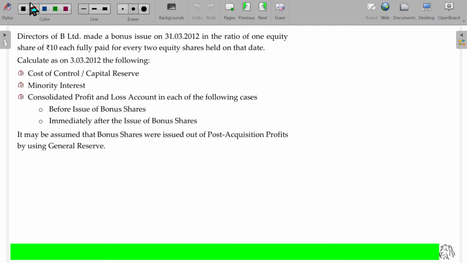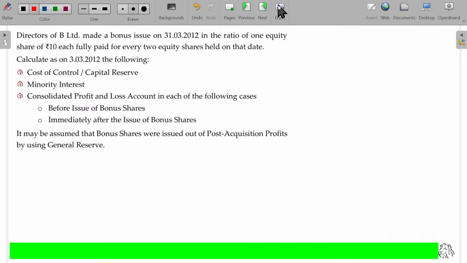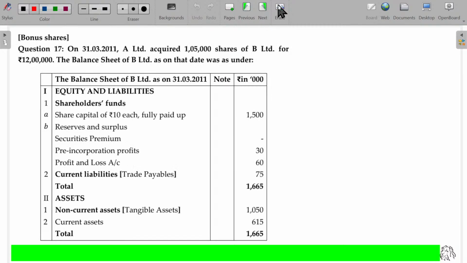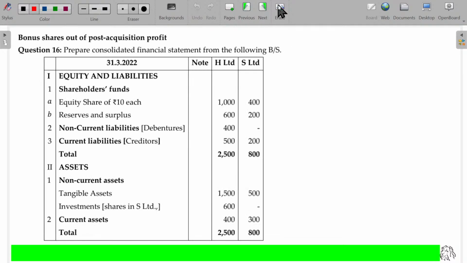What happens if we prepare the consolidated profit and loss account in each of the following cases? Before the issue of bonus shares, if there is no bonus share issue, what can be done? And immediately after the bonus shares. It may be assumed that the bonus shares were issued out of post-acquisition profit. Post-acquisition profit is nothing but a normal profit transferable to the P&L account, but if it is used for bonus distribution, it is a part of capital profit, and then it will have an impact on the goodwill or capital reserve. Anyhow, before we go for the comprehensive illustration, question number 17, let's start with the basic illustration, question number 16.